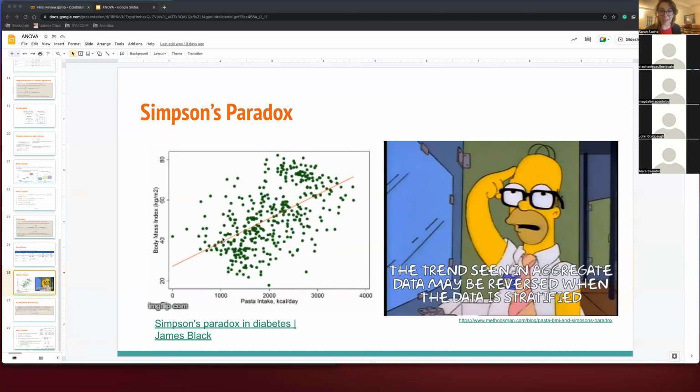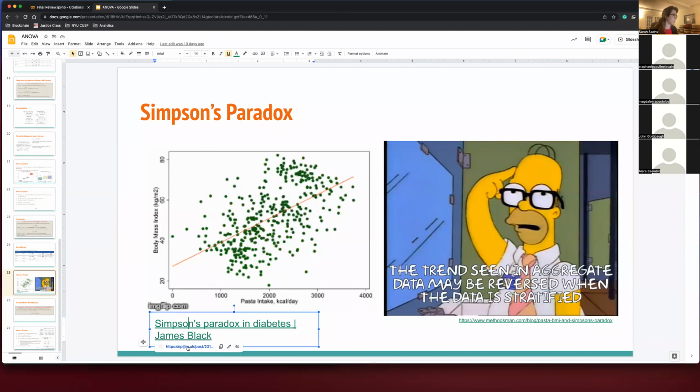At the end of the day, it's really important to think hard about what it is you're seeing. And if it doesn't make sense to you, it should be questioned further. So this is just an example of when you create different groups and stratifications, as if you were trying to sample from different clusters here, you would actually start to see a negative trend, which wouldn't make sense: if you're taking in more pasta, your BMI would go down.